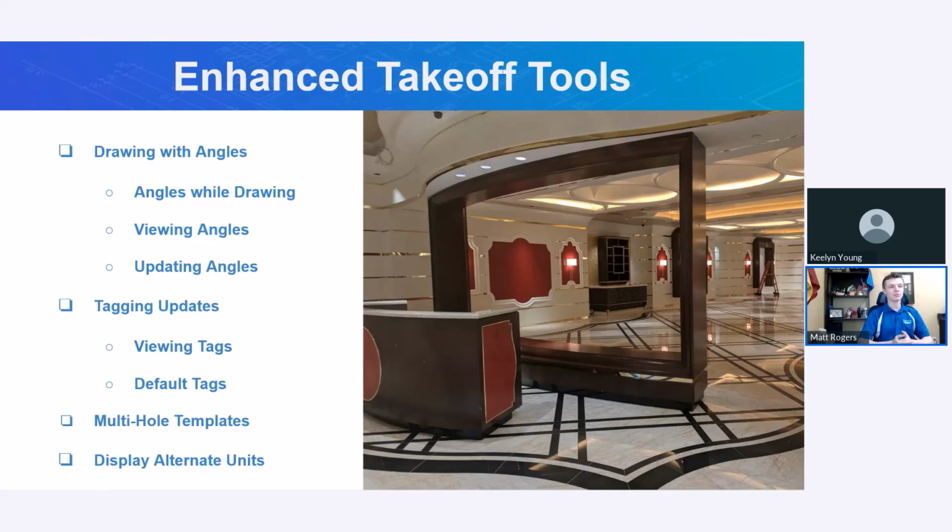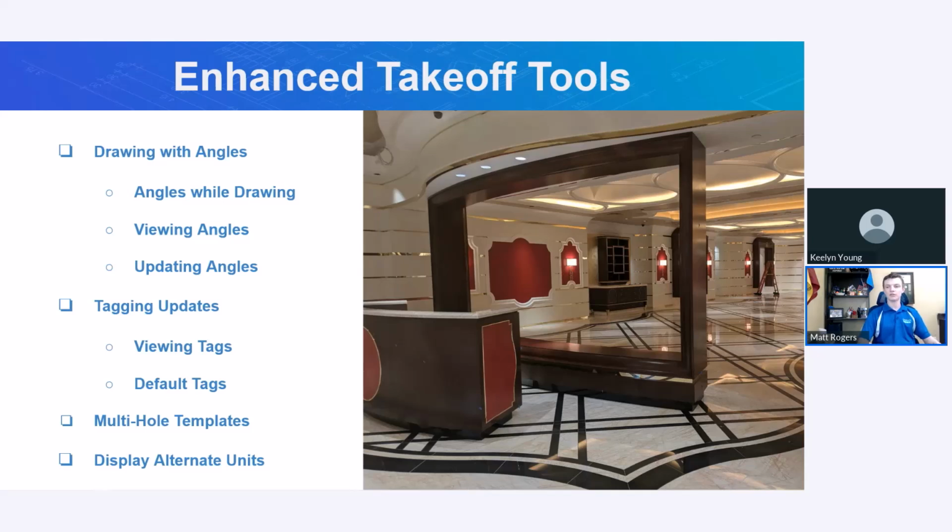Instead of just drawing at simple 45-degree or 90-degree angles, we can now add angles directly to our pieces or our areas while we're drawing them. And I'll show you exactly how that works. With the ability to add these angles, we can also view those angles as well. And even after the piece is created, we can still go back and adjust those angles on various pieces.